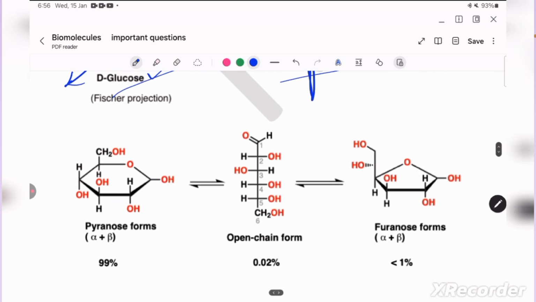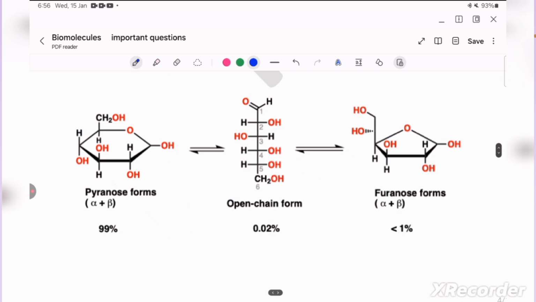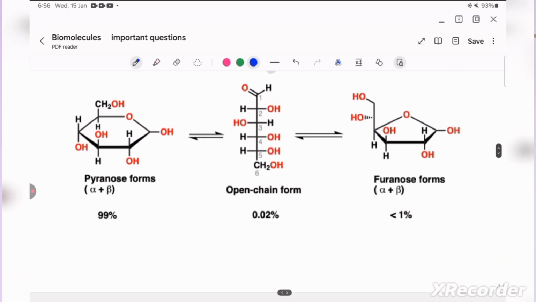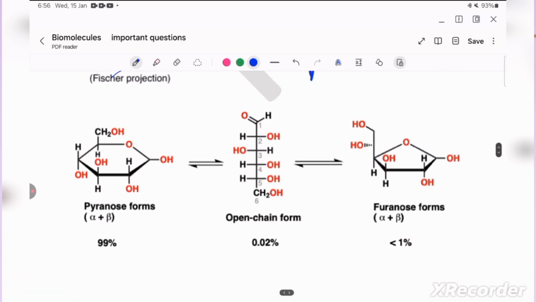So children, how glucose exists and how it cyclizes, and all such more points, we will see in the next video. Till then, keep studying. There are exams approaching, and you must dedicate your time towards proper revision. There are hardly many chapters in your syllabus. So if you start systematically, I'm sure you will score good marks.